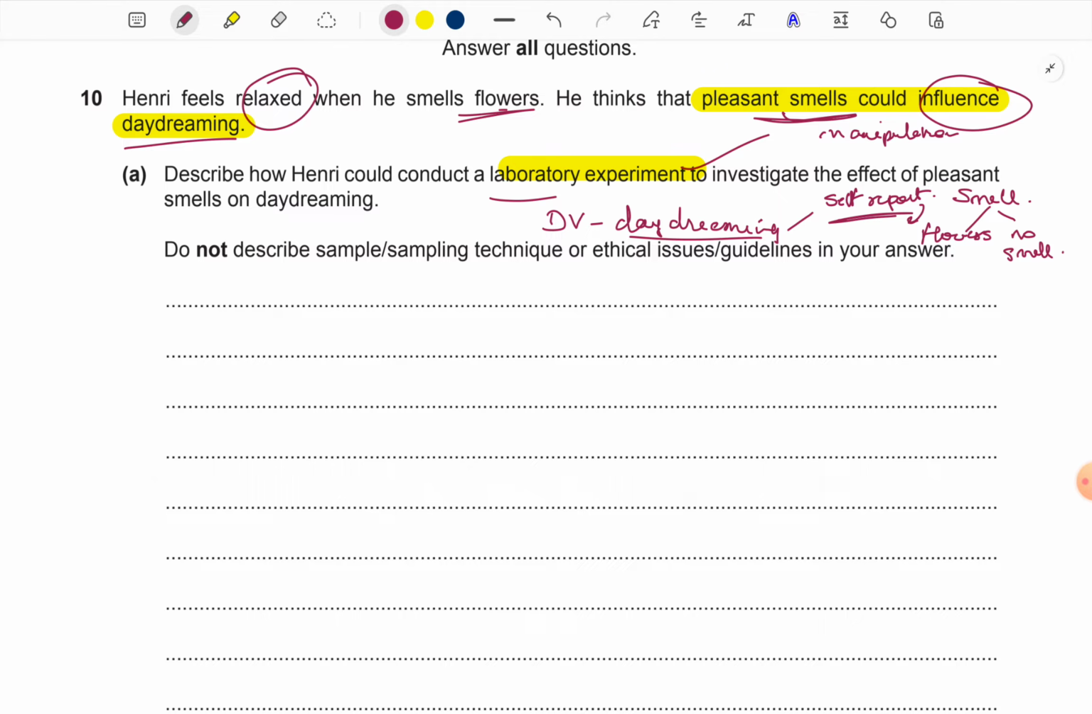So when they say influence, they have not mentioned whether it's the quantity of daydreaming or the quality. I would like to take it as quantity. I would like to see how frequently they daydream and how long they daydream. I'm not so interested in the content of their daydreaming. Why?